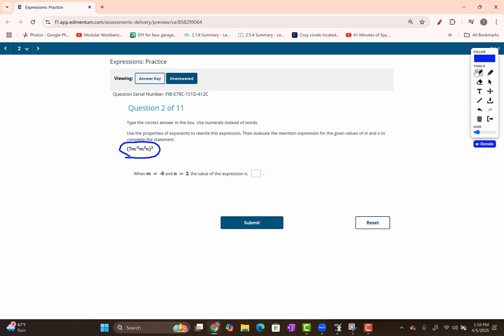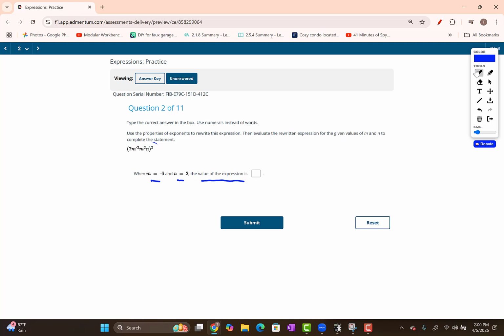And technically, since the ultimate question is when m equals -6 and n equals 2, the value of the expression is blank, we could immediately substitute those values for m and n. So if you're really good with a calculator, especially the graphing calculator, you could jump straight to that step. But let's follow the directions, and first let's simplify this problem just to make it easier to input those values.